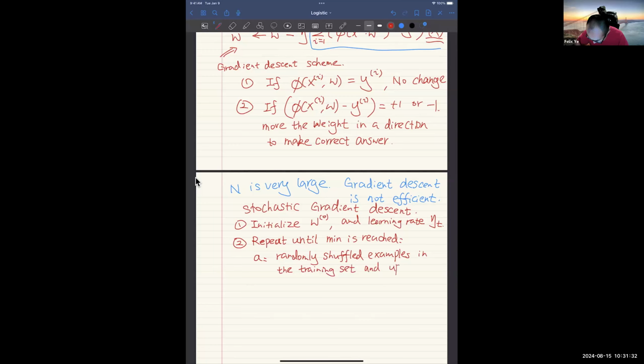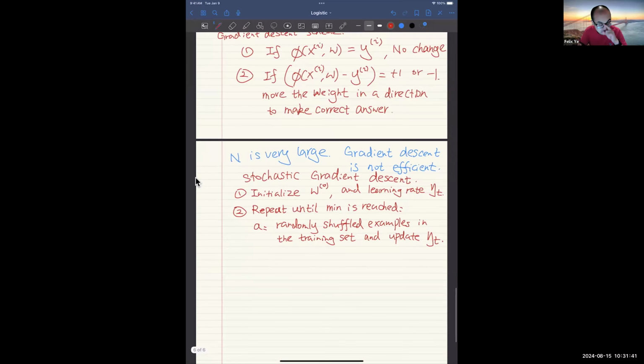And update eta t. So basically you need to shuffle the data randomly. Then you do it in order for i from 1, 2 to n. So this is called one epoch. And with that, within one epoch, eta t, which is my learning rate, is a constant.